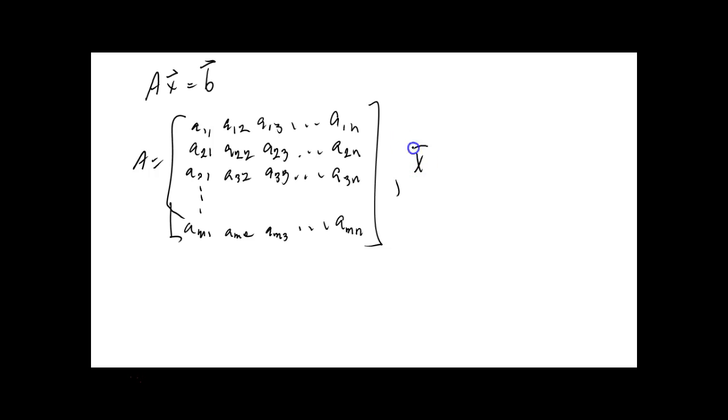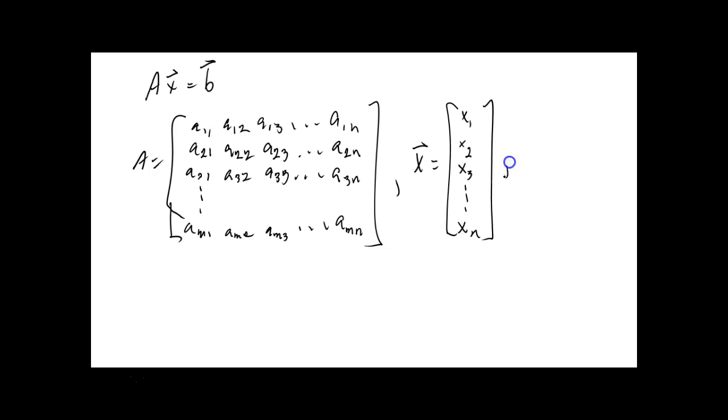Here's your X, like I was saying before. Now, X is a column vector: X1, X2, X3, dot, dot, dot, down to how far? X of what? N. That's absolutely correct. And why is that? Because this is an M by N matrix, that has to be an N by 1 column vector. So yes, that has to be an N.